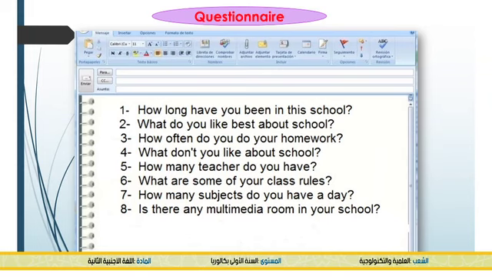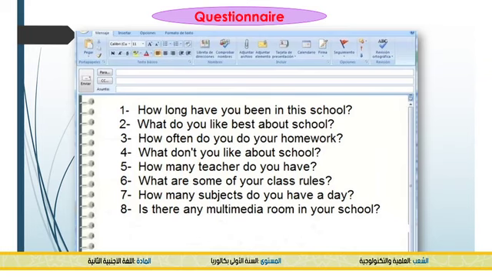Question number 3. How often do you do your homework? So here she is asking about the time you do your homework, okay? Question number 4. What don't you like about school? So something, of course, that you don't like in school, or maybe you want it to be changed. Question number 5, how many teachers do you have? She's asking you, of course, about the number of teachers you have.